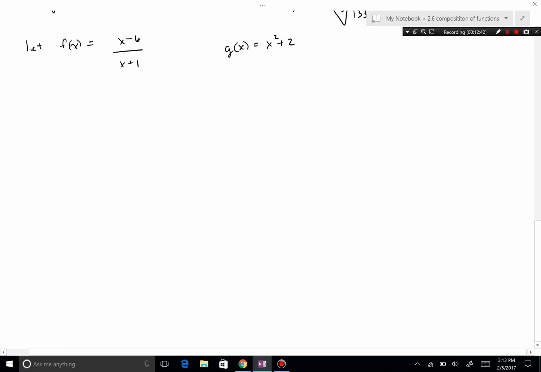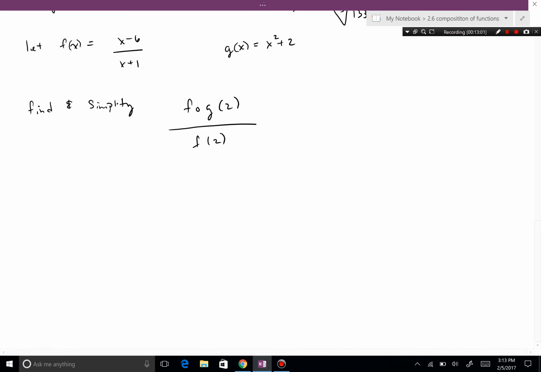I want you to find and simplify f composed with g of 2. I want you to divide that by f of 2. Now, this is not that hard to do. But what you're going to have to do is do the pieces first.